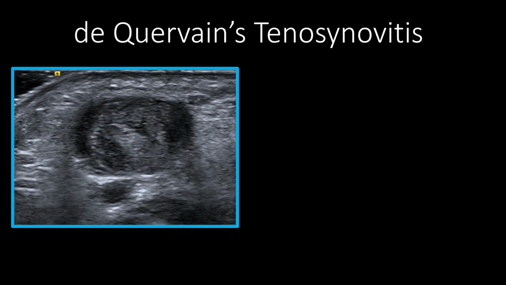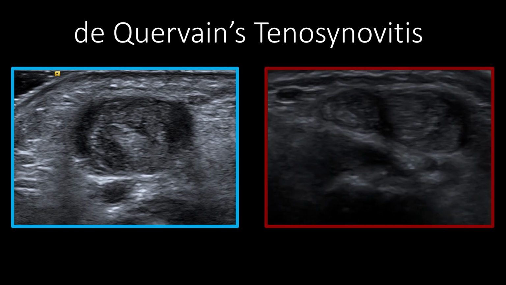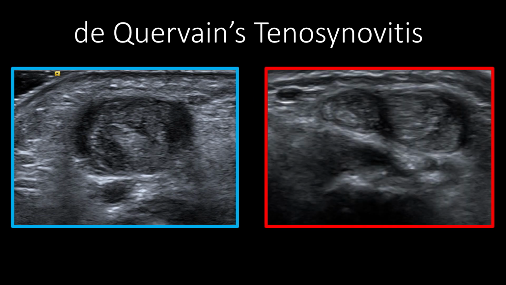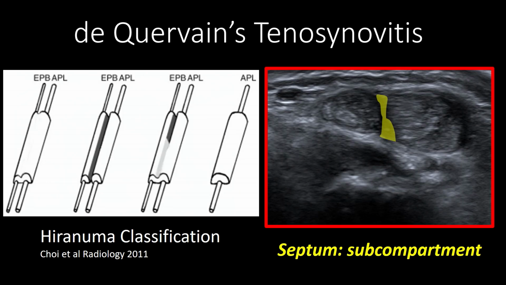Okay, I'm going to show you 2 examples of the first extensor compartment. Do you see any differences? You still see the 2 tendons, but the one highlighted in red, you see a septum. Okay, and so what this septum here creates is 2 subcompartments, and this is important to recognize. And we found that the septum may be absent, it can be complete, and there's a classification system here, or it may even be a partial septum.